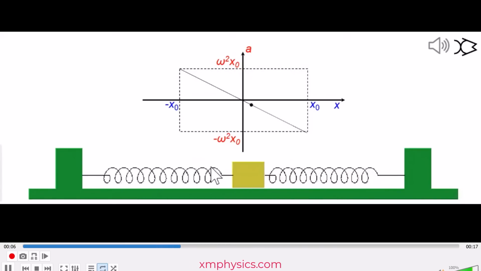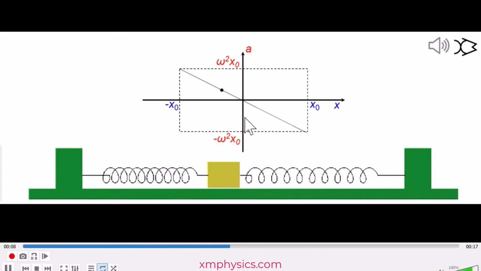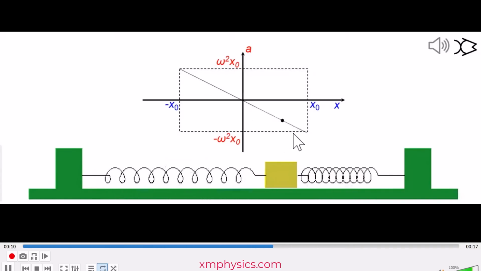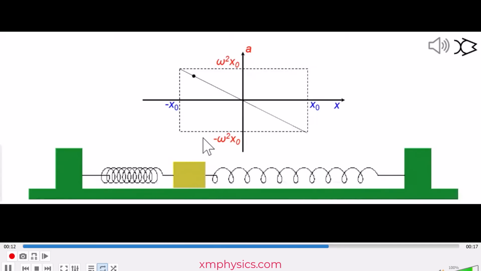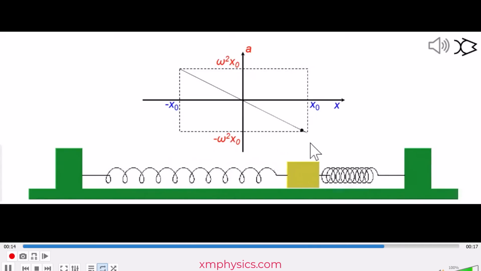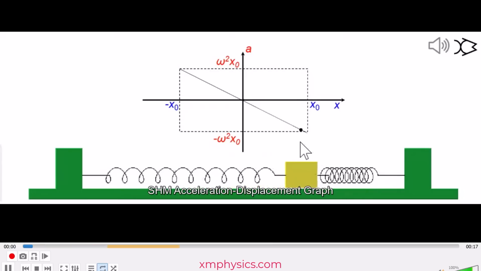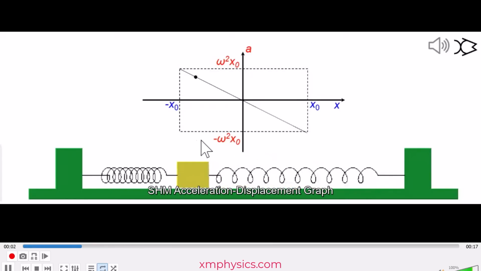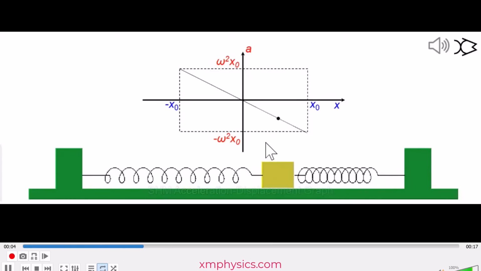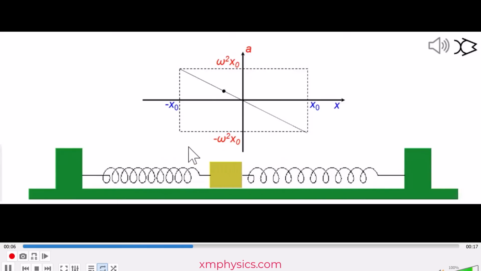What it does mean is that whenever you're moving away, you slow down. And whenever you're moving towards, you speed up. Yeah? So speed up, slow down, speed up, slow down, but the acceleration is always towards the equilibrium position.